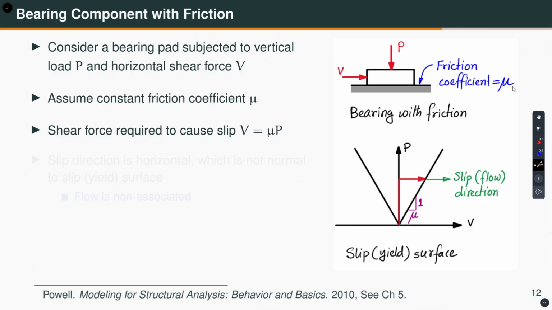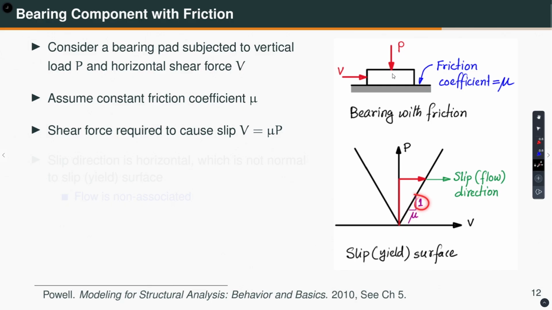So, how does the PV interaction look like? This is my axial force and this is the shear force V. We know that the shear force required to cause a slip, V, is equal to mu into this force P, as simple as that. So, V is equal to mu into P. If I plot this, it is a straight line. So, this is mu and this is unity.